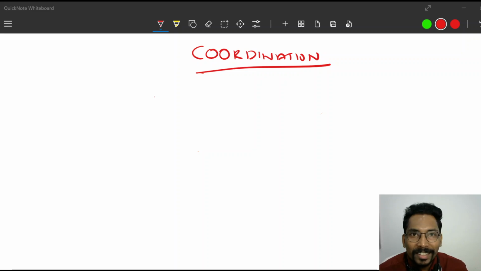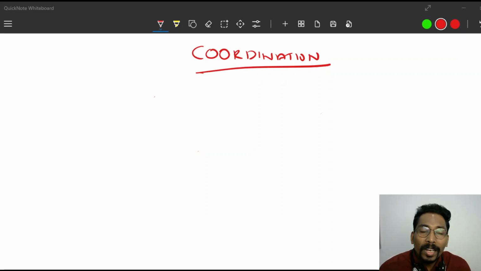Today we are going to learn about coordination compounds. This is a very important chapter of inorganic chemistry coming for grade 12. As you know, in inorganic chemistry we have only two chapters in grade 12, one is coordination compounds and the other one is d and f block, and both are very connected also.